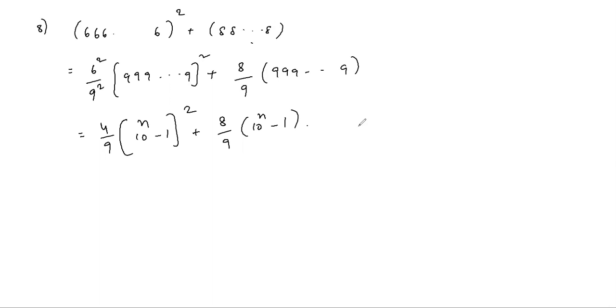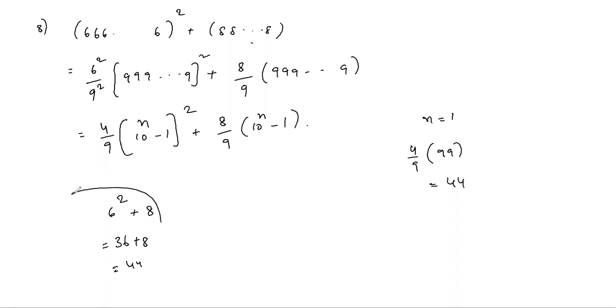Suppose if the second option is correct and by putting n equal to 1 term, what do you get? 4 by 9 into 10 square, 100 minus 1, 99. So answer is 44. By putting n equal to 1 means 6 square plus 8, 36 plus 8, 44. Correct?